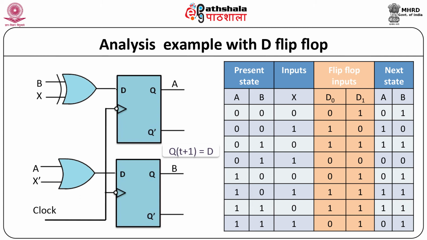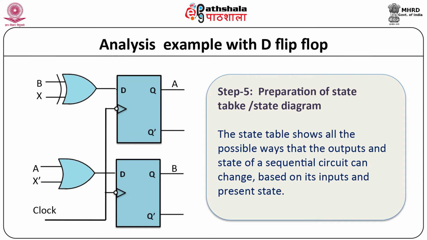On similar lines, one can obtain the next state outputs for each combination of present state, that is 0 1, 1 0 and 1 1, with inputs x equal to 0 and x equal to 1. Now, step 4, that is generation of next state and output table, is complete. Let us now move on to step 5, that is preparation of state table and state diagram.